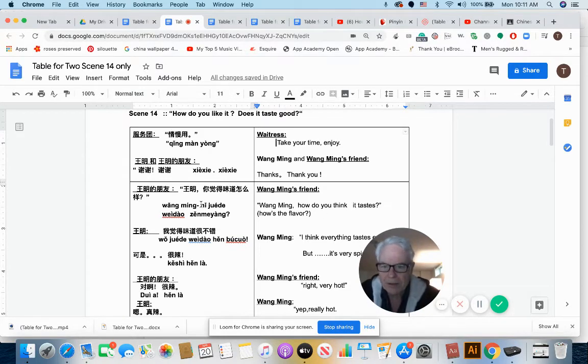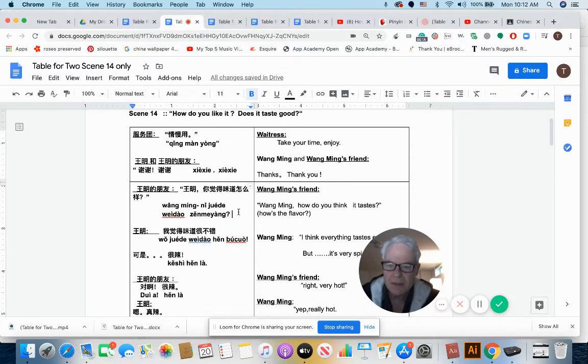So, Wang Ming, 你觉得, you feel, 觉得, we've already had this one before, to feel or to think. 你觉得, and then the key word here, 味道. 味道 means flavor. You think flavor, and then 怎么样? We've had this before. You feel the flavor how? So how do you feel the flavor? How do you think the flavor is? 你觉得味道怎么样?